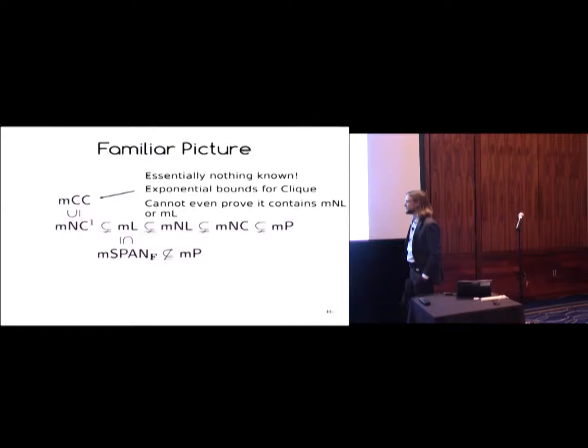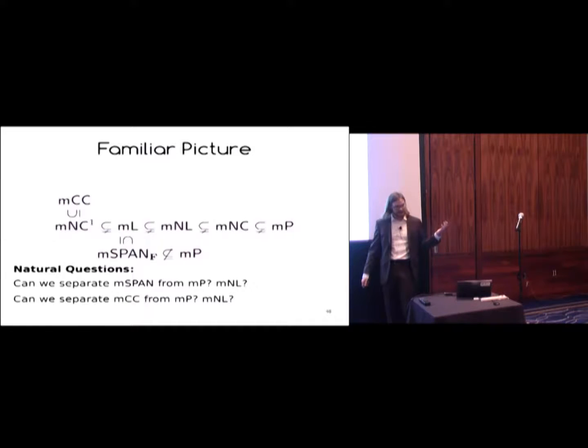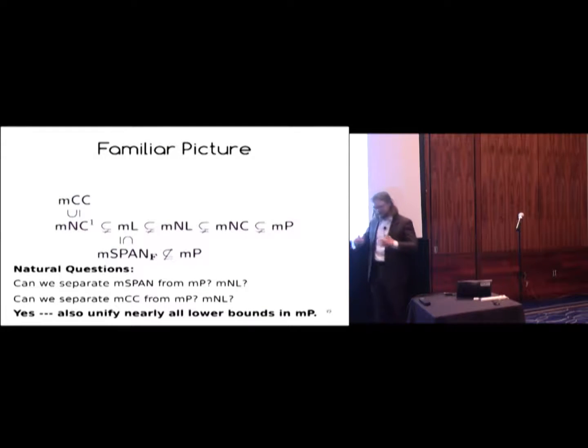So this sort of suggests two natural questions, right? So first of all, can we separate monotone span programs from monotone P, L, over any field, right? And for comparator circuits, same questions, monotone P, monotone NL. And I'm happy to say that the answer is actually yes. And in the process of doing that, we can basically unify all the lower bounds within monotone P with one technique.